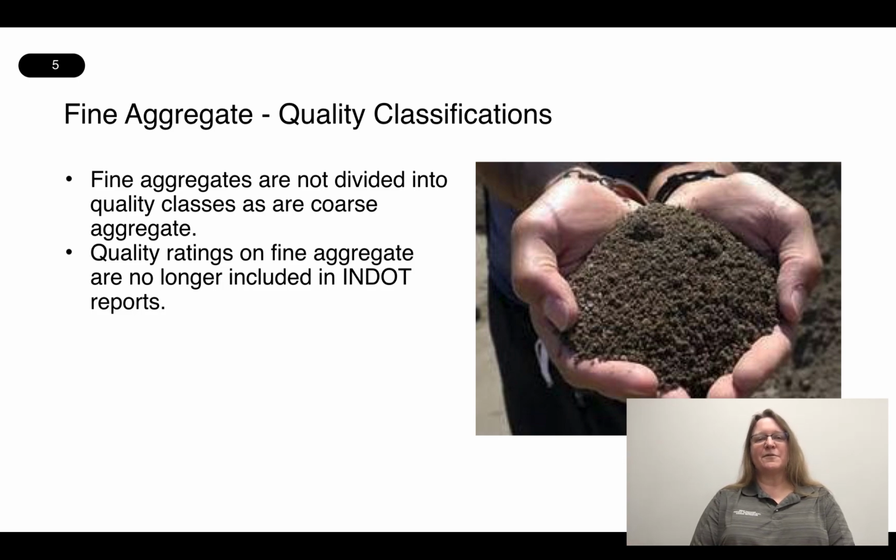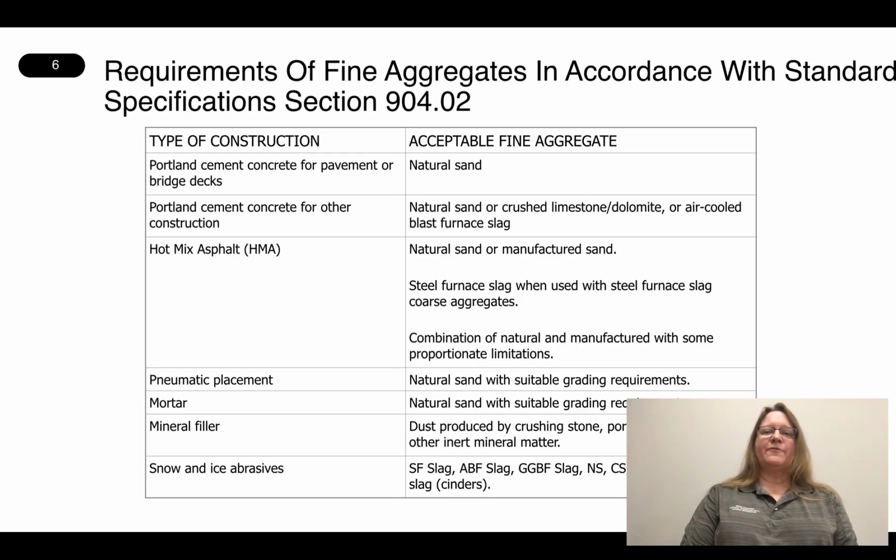So in terms of fine aggregate quality classifications, fine aggregates do not have a specific rating anymore. We've removed that from our paperwork. They used to have A and B ratings, but you won't see that now. So for requirements of fine aggregates in accordance with 90402 and the state specifications, this shows the type of construction and then what fine aggregate is acceptable for that type of construction. So in these circumstances, you would want to consult the spec book to find out what type of material might be used in certain applications.